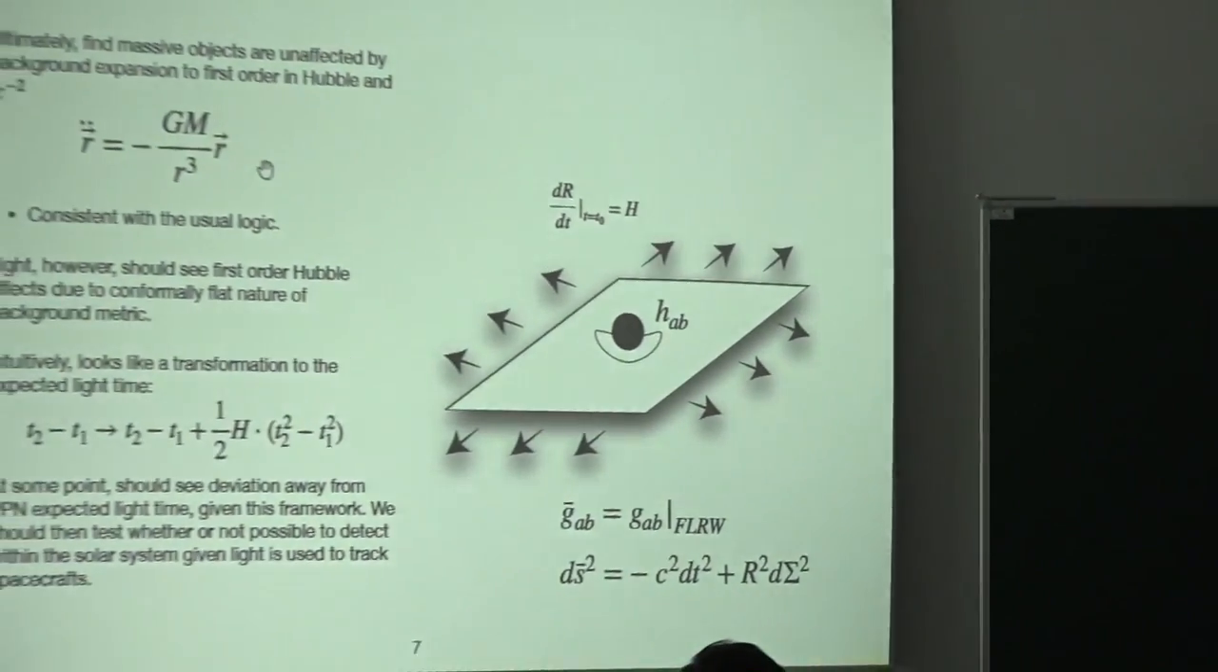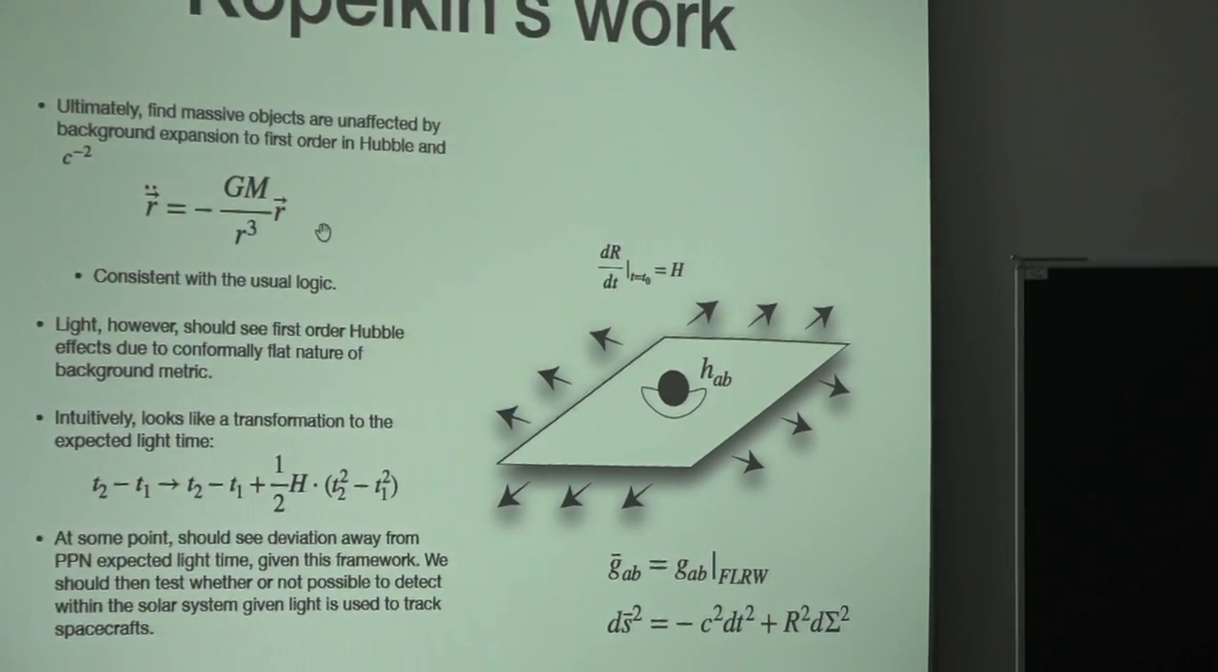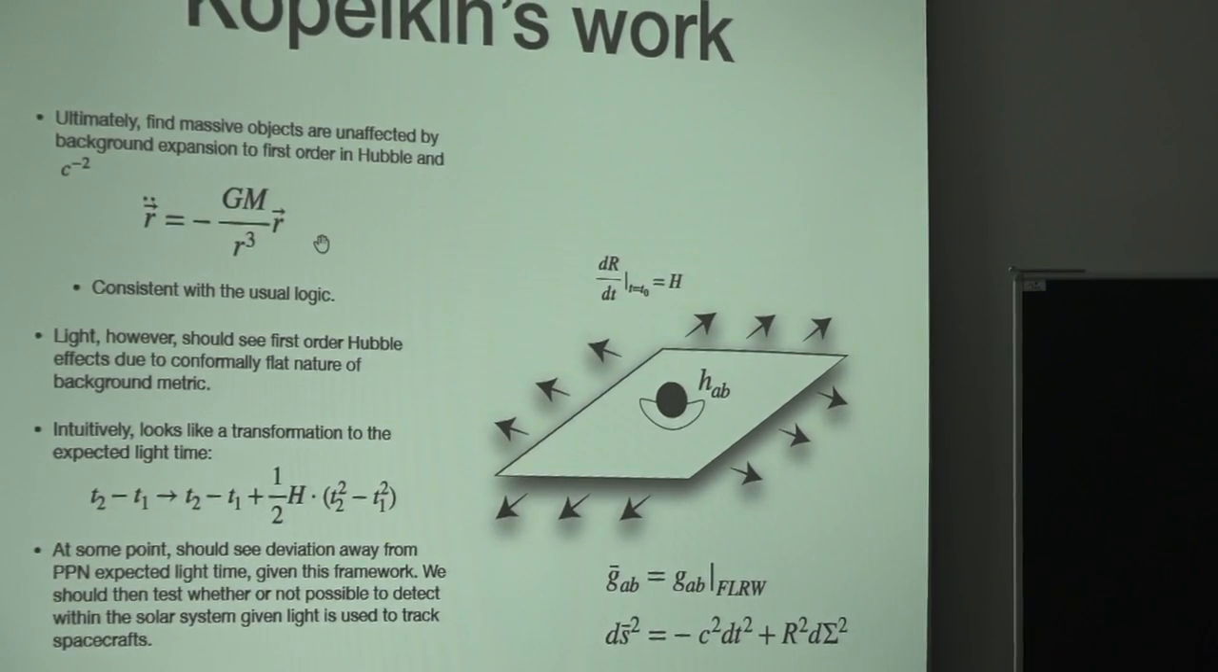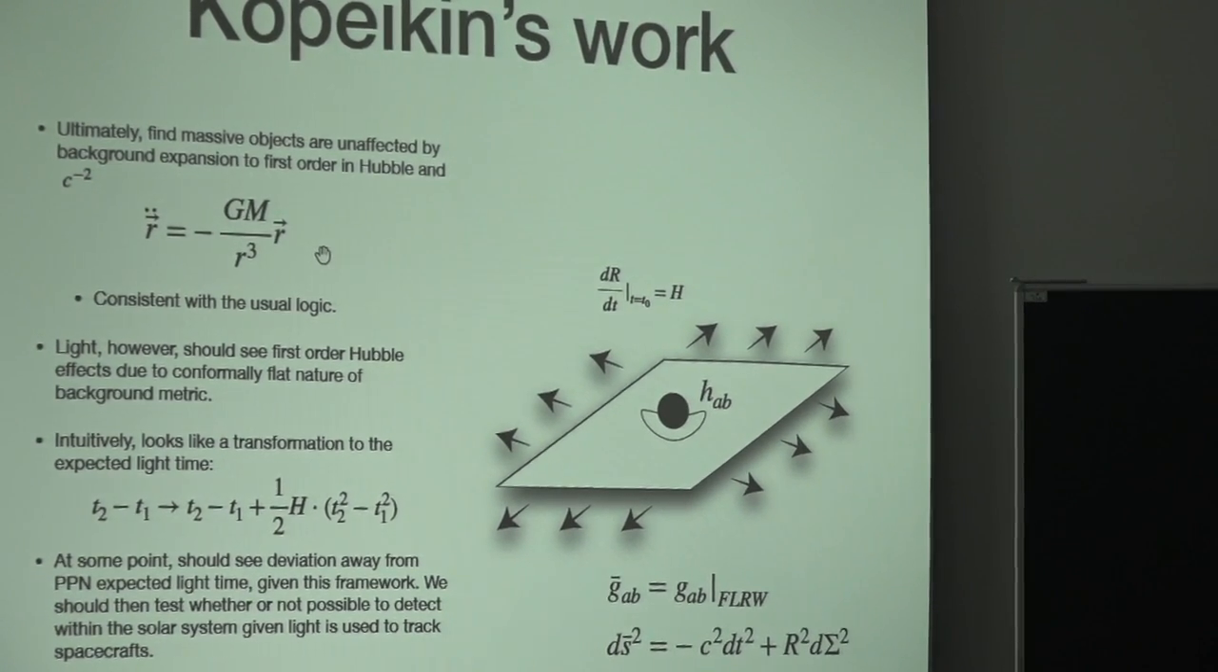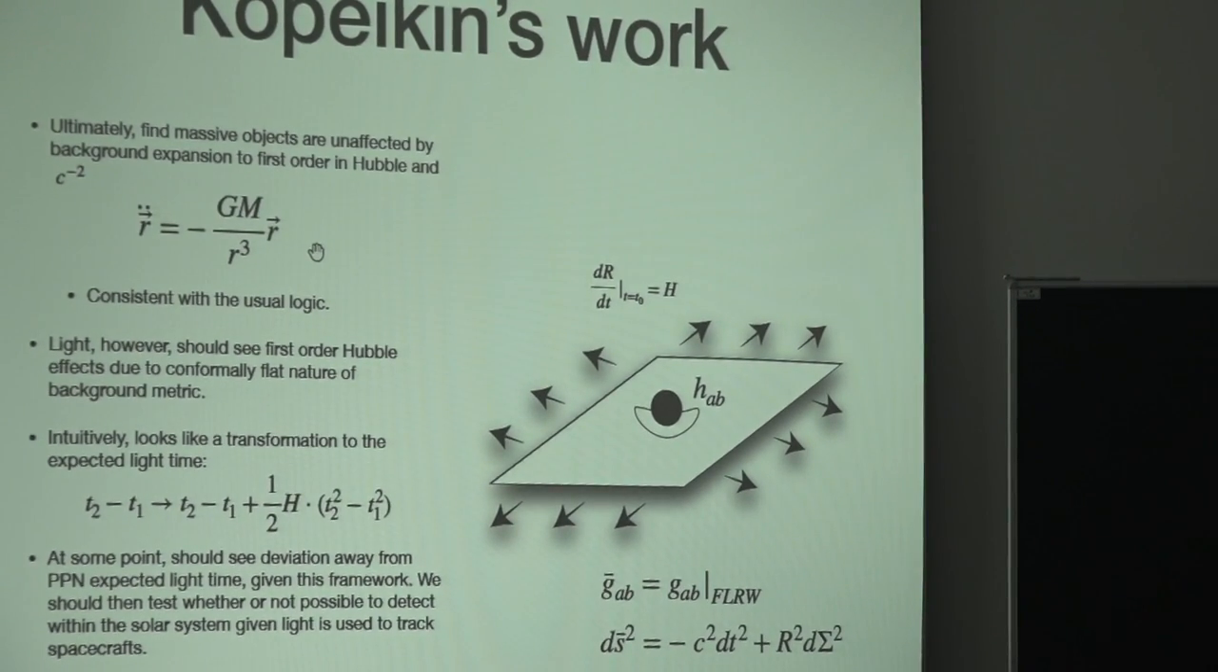Ultimately, what Sergei finds in this new formalism is that massive objects, so time-like geodesics, are unaffected by background expansion to first order in the Hubble constant and 1 over c squared. So this is really important because it means there's consistency with the usual logic in the sense that everybody usually says that the physical trajectory of stars or anything massive in our galaxy should not be affected by the Hubble constant. So this is what he finds if you do the analysis in Sergei's work, so that's great.